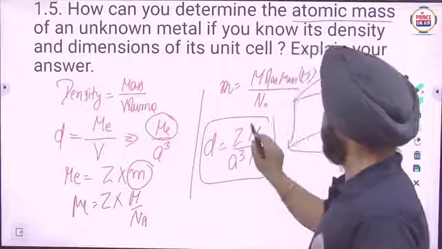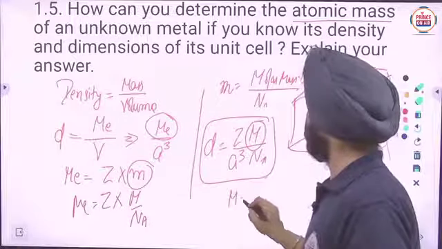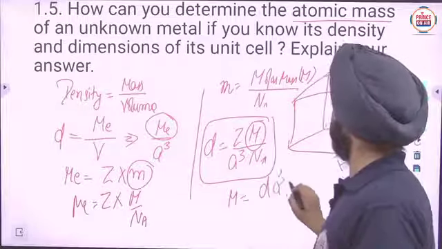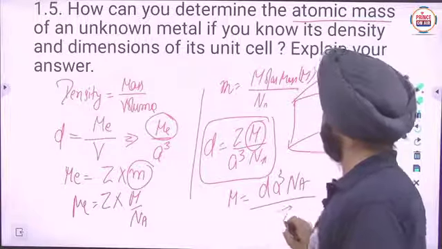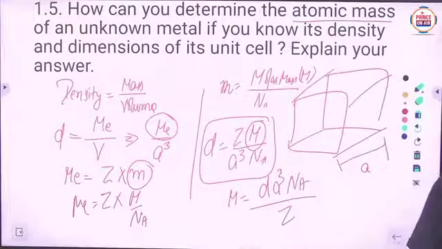Here we have to calculate the molar mass, or you can say atomic mass. It will come out to be M is equal to d a cube Na upon z. So that will be the answer here. Clear?